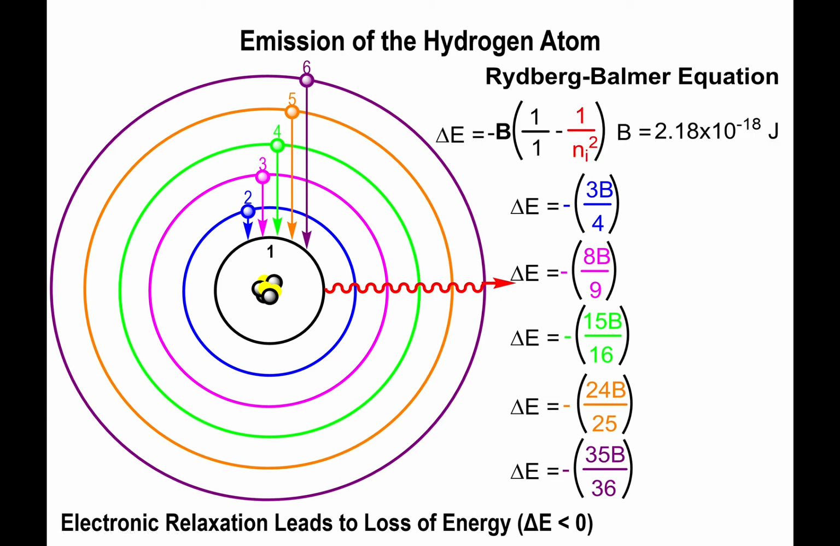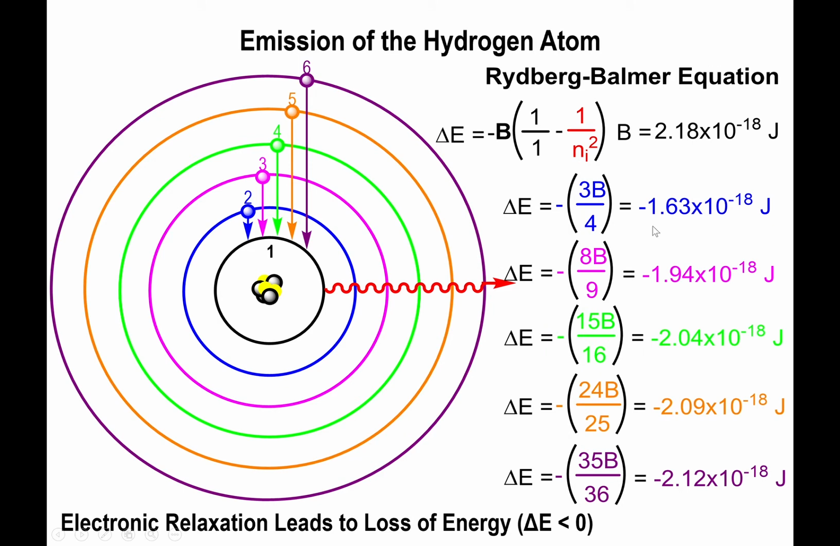And once you introduce the value of the Balmer constant, you actually have energy values associated with each one of these processes. And all of them are negative. So during emission of light, all of the energy changes have to be negative. This cannot be overemphasized. It's very important that you keep track of those two words. Absorption, energy is positive. Emission, energy is negative.